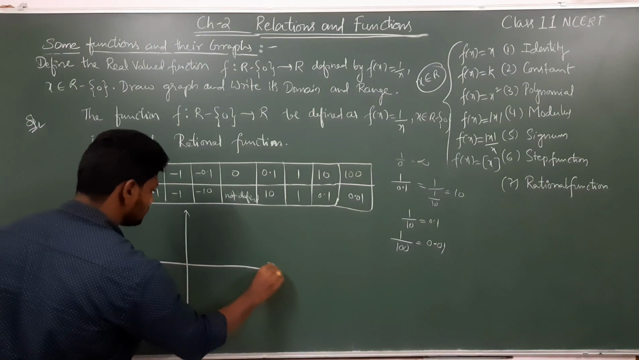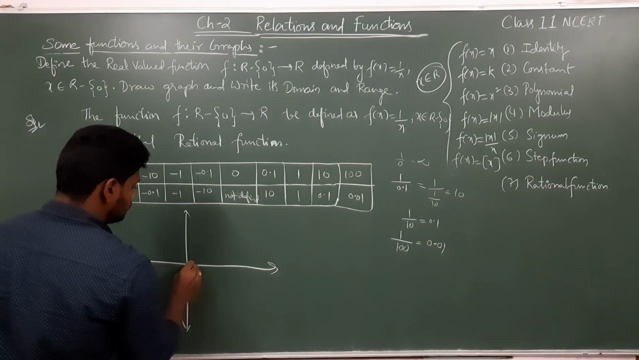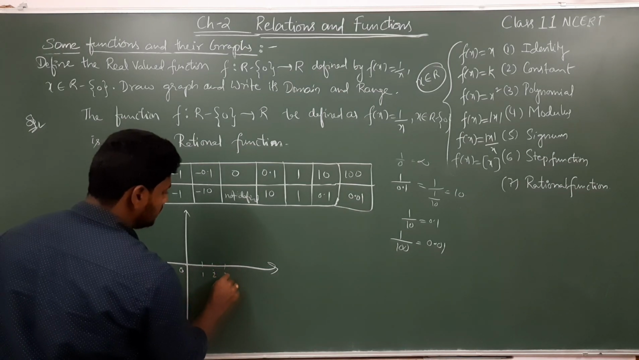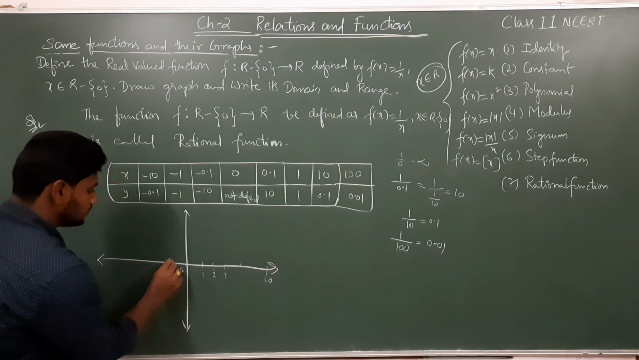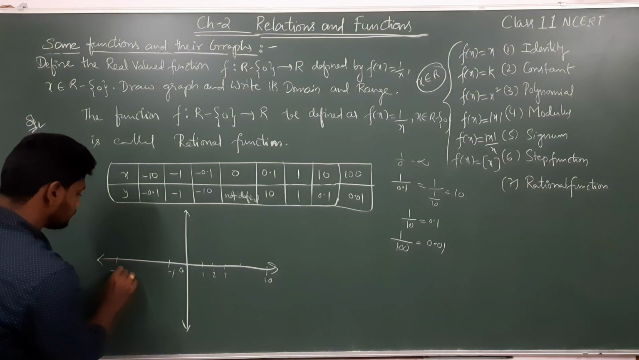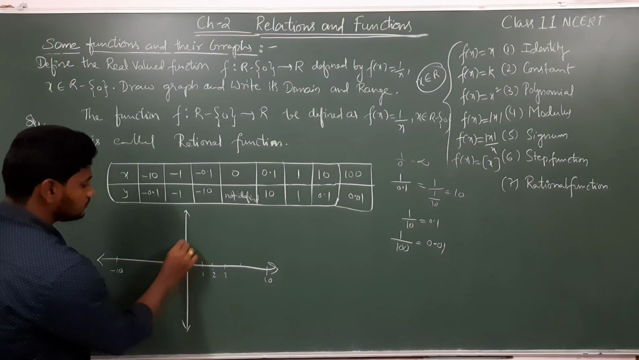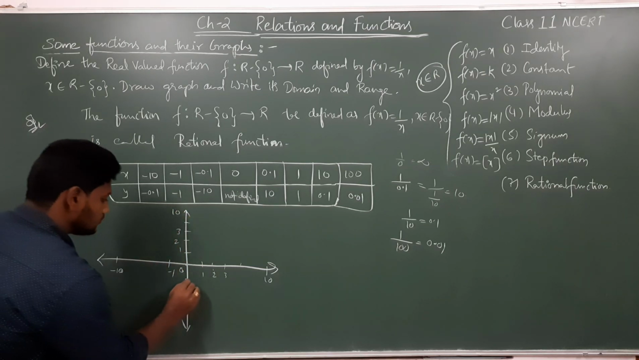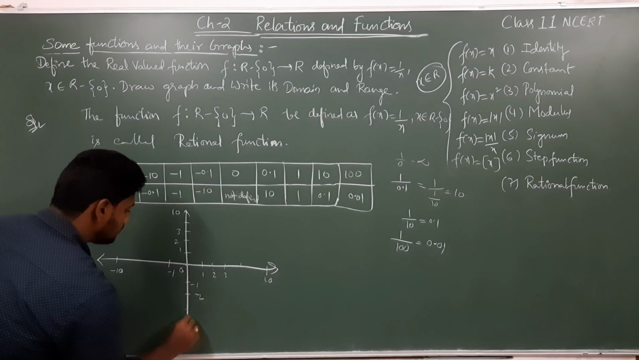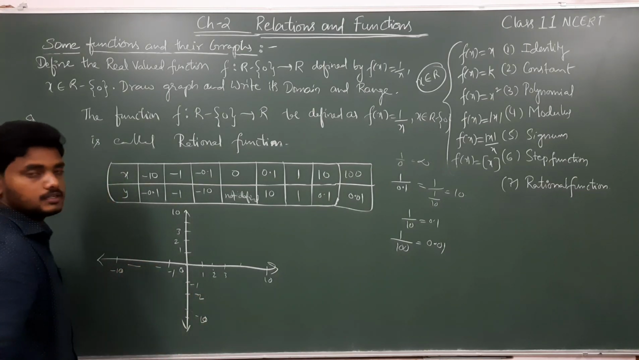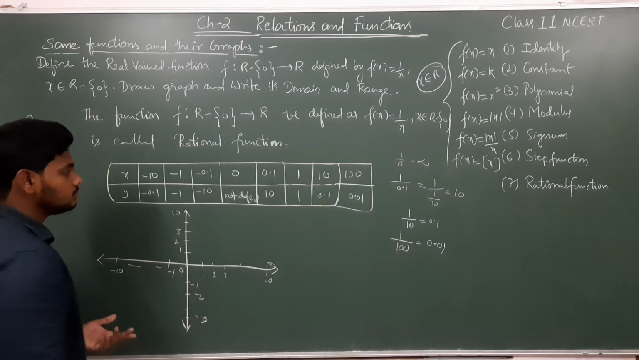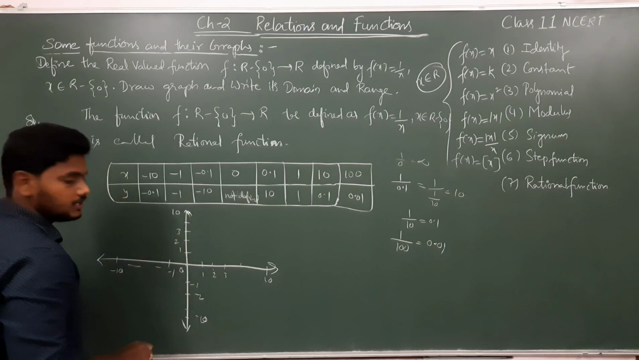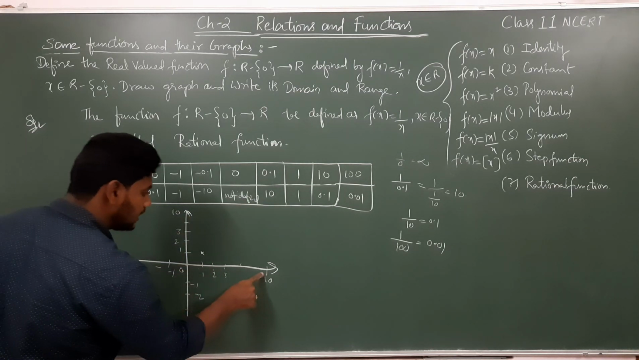See this. So here the values are 0, 1 and 2, 3, so on up to 10. Here minus 1, so on up to minus 10. Now what about 0? 0 doesn't have any value. But if we take 0.1, what is that value? 10. If we take 1, it is 1. If we take 10, it is 0.1.